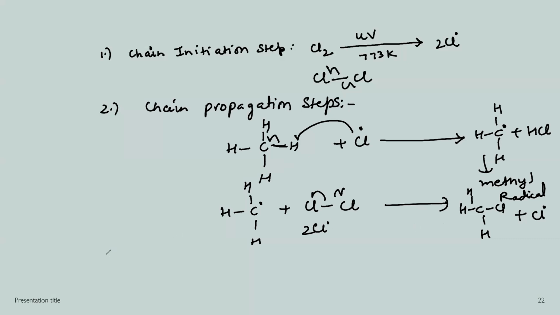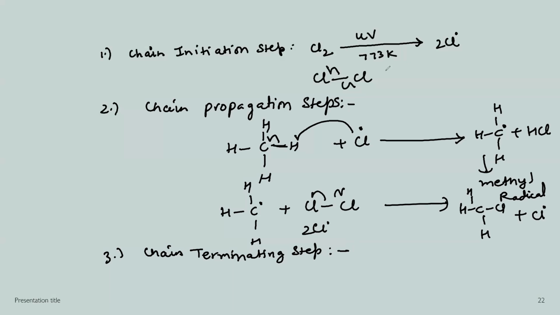Now the last step we have is the chain terminating step. Chain termination means the end step. There can be many. So what are the chain termination steps basically? These are the reactions which remove the reactive species, that is our free radicals needed for the propagation. Here the free radicals will be removed.